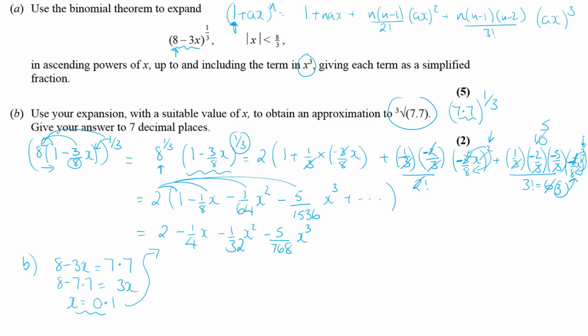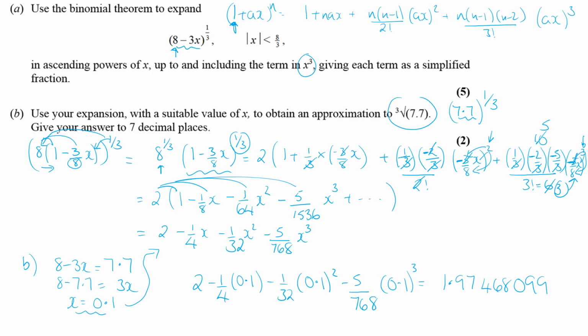So if we do that, it'll be 2 minus a quarter times 0.1 minus 1 over 32 times 0.1 squared minus 5 over 768 times 0.1 cubed. And if you put that in your calculator, it comes out to be 1.974680099, and they want it to 7 decimal places.